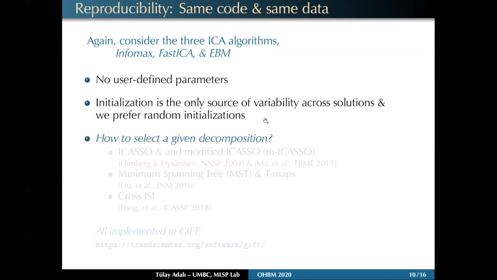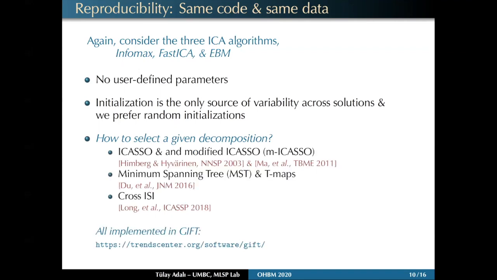So the question: how do I select one from these multiple initializations? There are a number of solutions. This is something that we became aware of once we first started working on ICA of fMRI. So ICASSO, that's the earliest method. This is the FastICA group that had introduced it, which we integrated right at the very beginning within GIFT, the Group ICA of fMRI Toolbox.